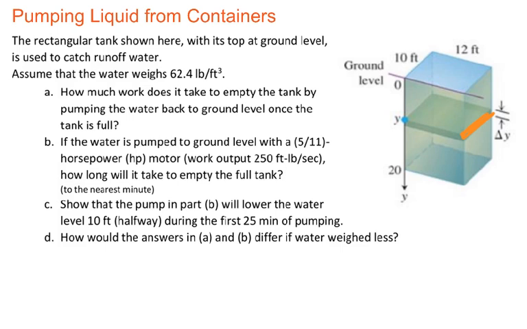Okay, so in this case, we have a rectangular tank shown here. The top of it is at ground level, so the rest of the tank is below ground, and it's used to catch runoff water. We assume that fresh water weighs 62.4 pounds per feet cubed. But when we talk about gasoline or mercury, gasoline weighs 42 pounds per feet cubed, where mercury weighs 849 pounds per feet cubed. So very different numbers depending on the liquid.